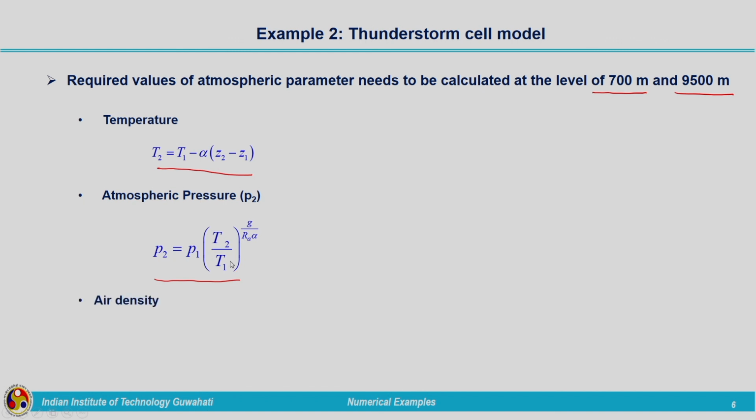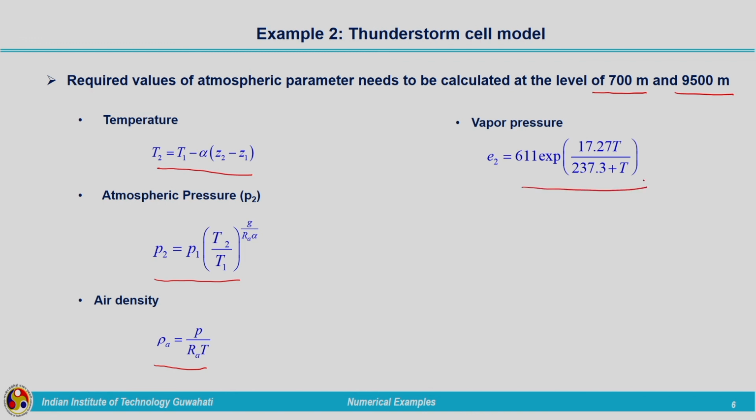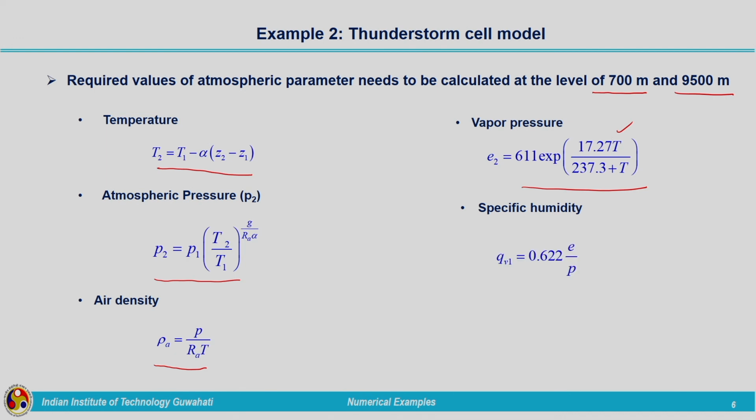Third one is air density. From the ideal gas law we can calculate air density as ρA equals P by R A T. Next, we need to know the vapor pressure. Vapor pressure E is required for calculating specific humidity. We will calculate vapor pressure by making use of the empirical equation for saturation vapor pressure. We know the ground level temperature. At different levels we can calculate the temperature, and corresponding to those temperatures we can calculate the vapor pressure. After that we need to calculate specific humidity. The equation for calculating specific humidity is QV1 equals 0.622 E by P.